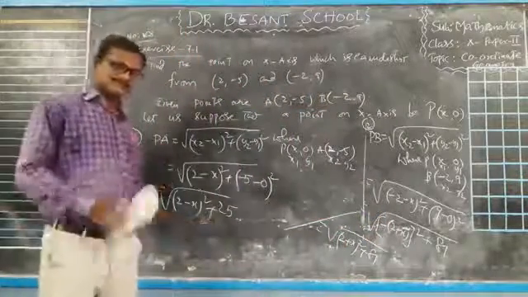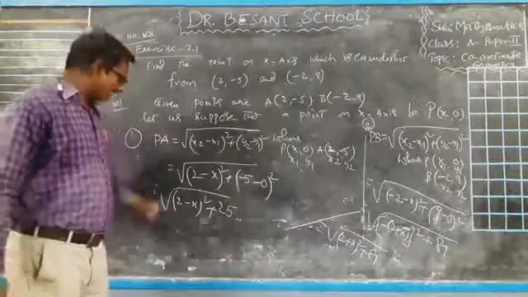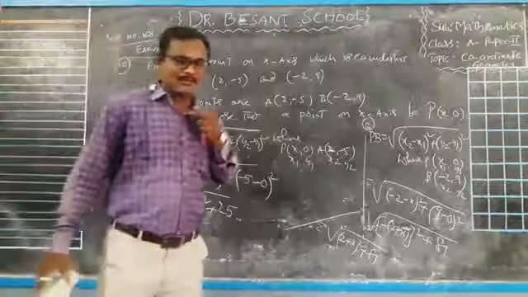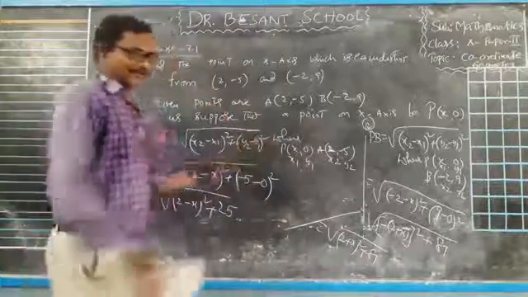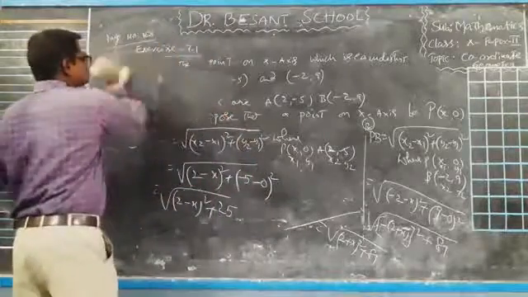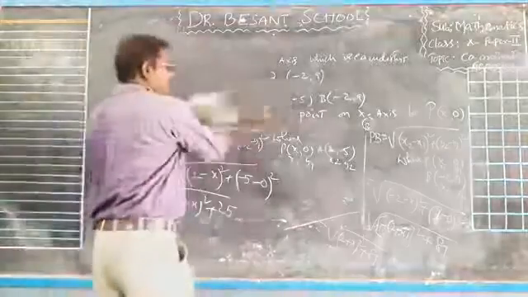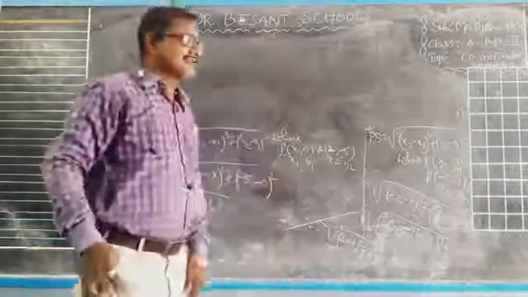Can I rub this one? Children, so we got PA and PB. According to our problem, P is equidistant from A and B. That means PA equal to PB. I will continue. So after this one, children, verify. PA and PB distance we have calculated.